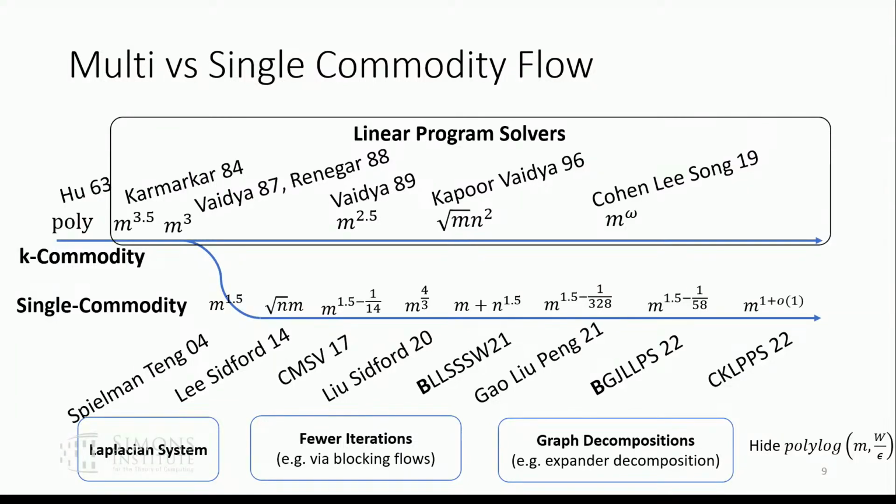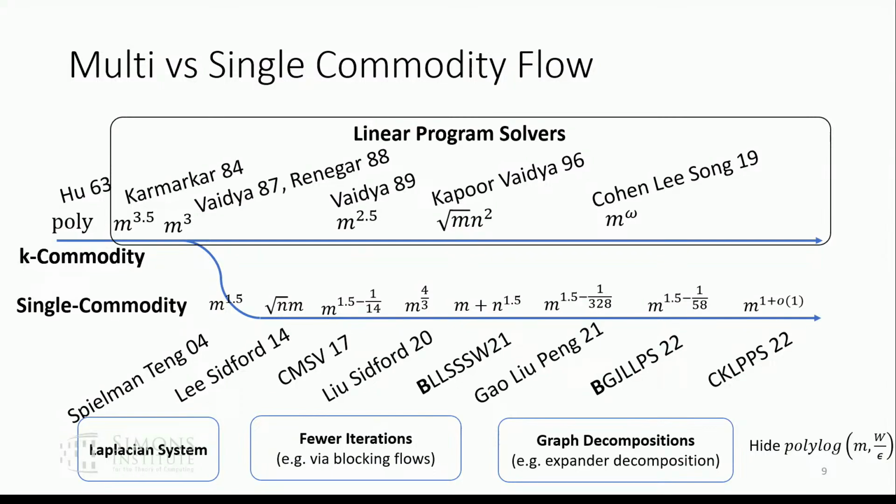Yes? You mean this running time, fixed k? This is constant k, yes. I think all of these should have k^2.5, except for this one, which has k to the omega. So it's all polynomial in k, but here I'm assuming constant k.